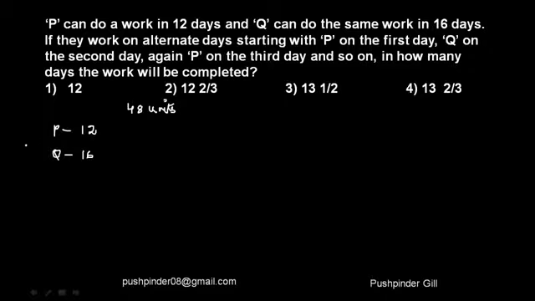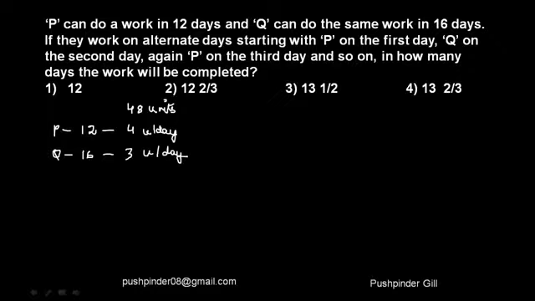Now P over here finishes the work in 12 days. That means he must be finishing 4 units every day, right? Similarly, Q here is able to finish the work in 16 days. To finish 48 units, he must be finishing 3 units every day. I hope everyone is understanding what I'm trying to do here, right? So 4 units every day and 3 units every day.